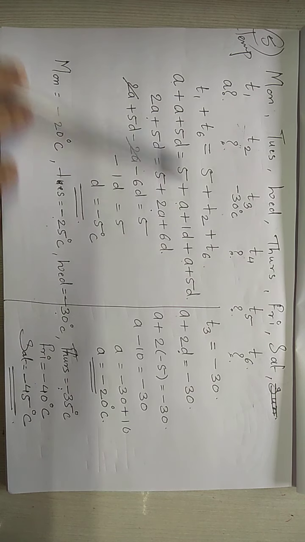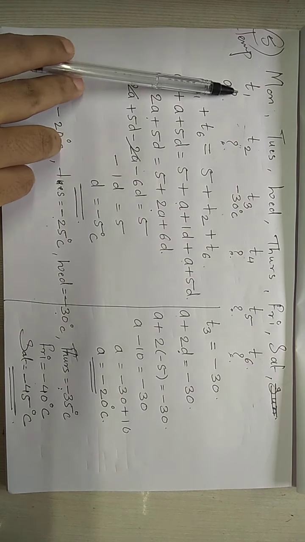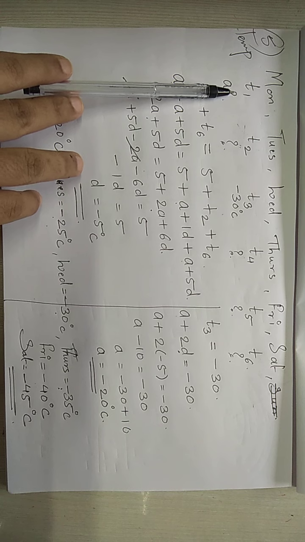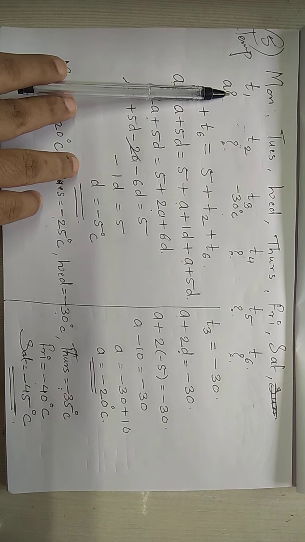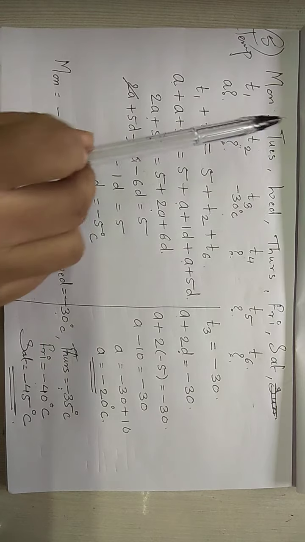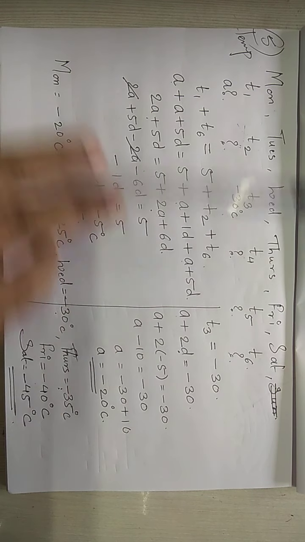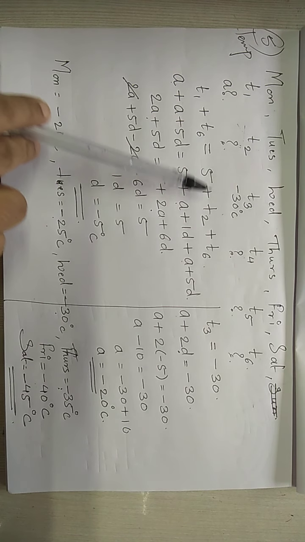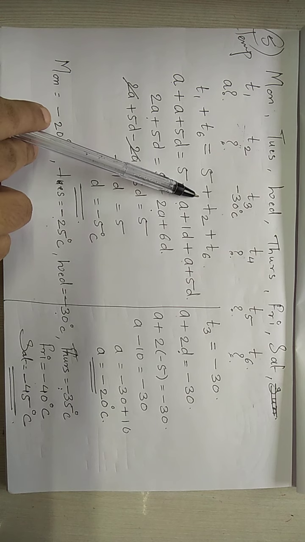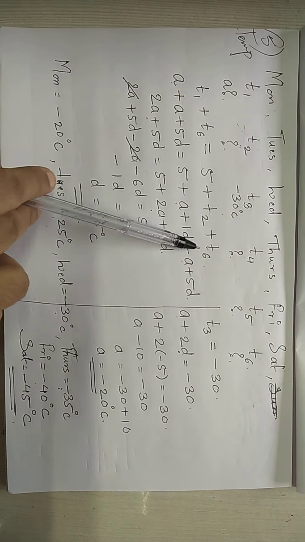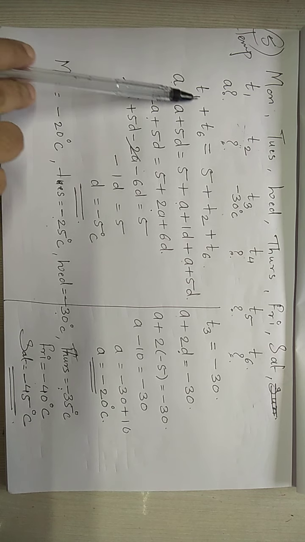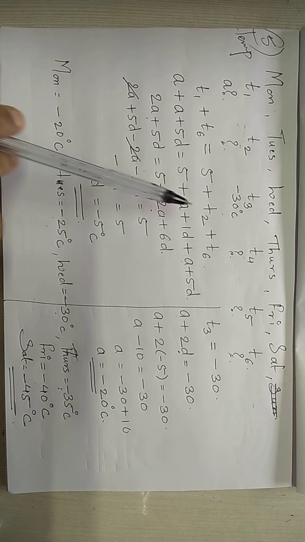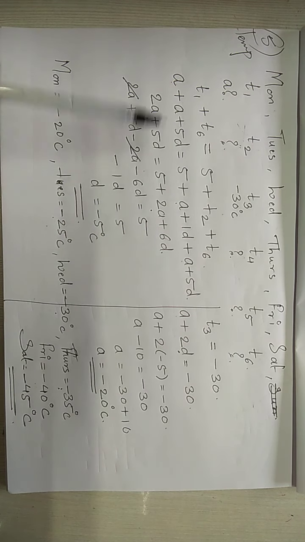Now the relation which is given here, if you read in the textbook, is that the sum of temperatures of Monday and Saturday is 5 more than the sum of temperatures of Tuesday and Saturday. So Monday and Saturday total is 5 more. 5 more means 5 plus the total of Tuesday and Saturday, T2 plus T6. So you have T1 as a plus T6 is a plus 5d equal to 5 plus T2 is a plus 1d plus T6 is a plus 5d.